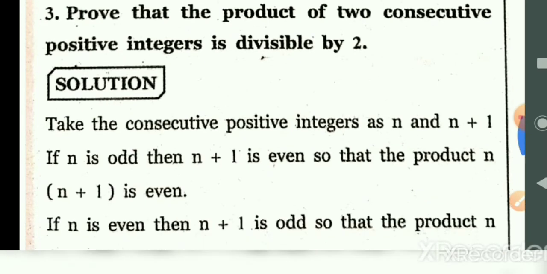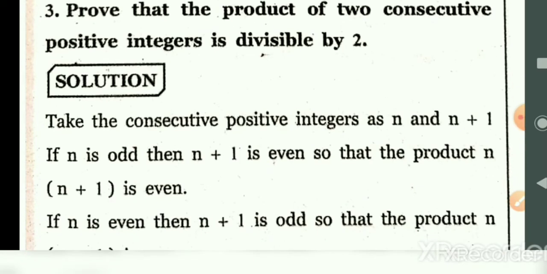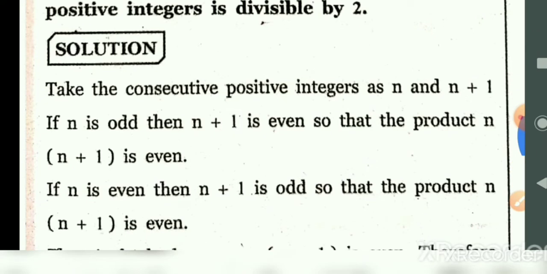So take the consecutive positive integers n and n plus 1. n is the first number, and n plus 1 is the next number, continuous after n. Take n as odd. If the first number is odd, the second number is automatically even, so n plus 1 is even. The product is odd into even, and by one property, an odd number multiplied by an even number is always even.